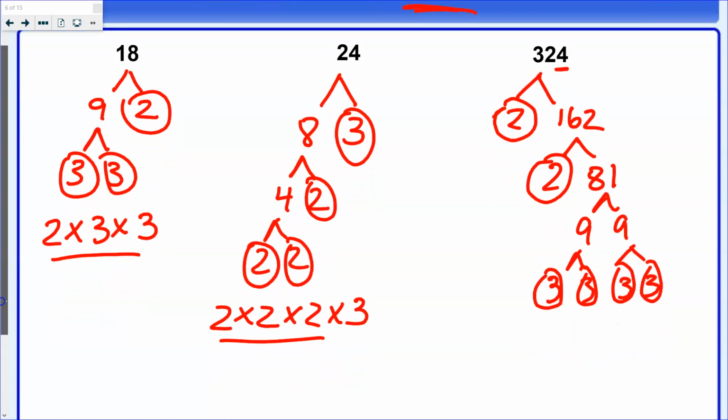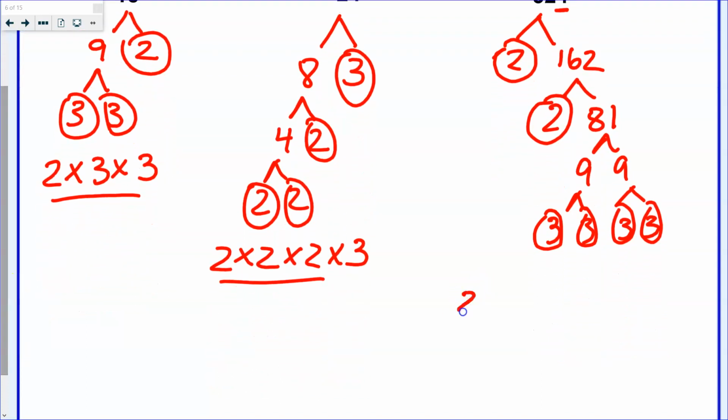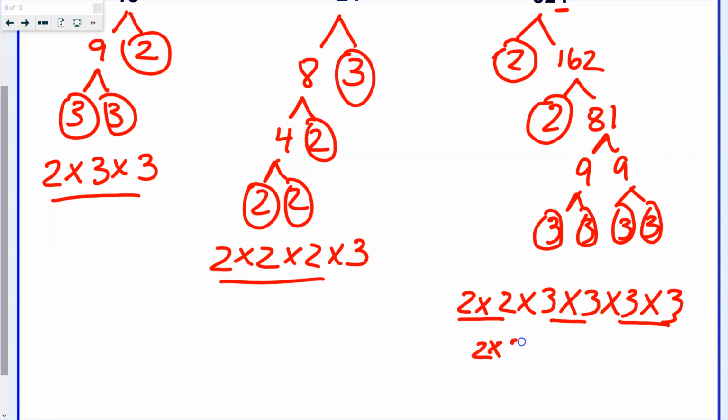All right, so now when I write all these out, I'll get 2 times 2 times 3 times 3 times 3 times 3. And I am going to look at this and notice that I have the same amount of 2's and 3's. Well, not the same amount. I can pair them. That's a better way to put it. So I'm going to pair them up like this. And then I'm going to write them with 1 from each pair.